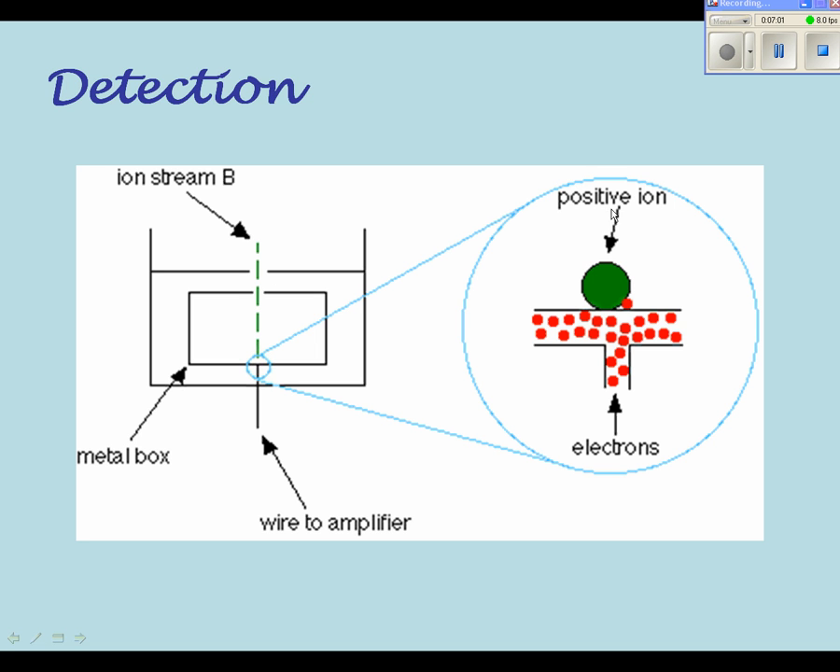But what happens when the positive ion hits that plate is it draws electrons from the plate. And so as soon as a positive ion hits the plate, electrons are pulled out of the plate, and that creates a very, very slight electric current. And that electric current can then be detected through the electronics and then pass through an amplifier. So as a particle hits the plate, an electric current is experienced, it's amplified, and then projected onto a screen or printed onto a chart.